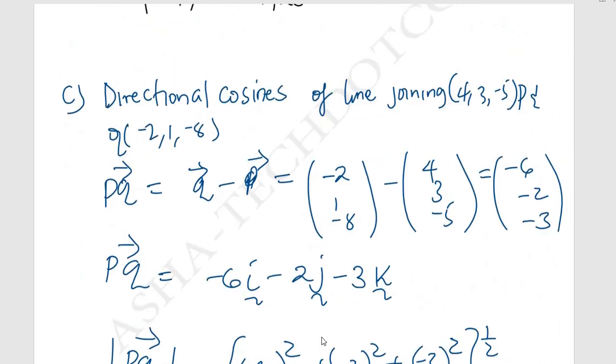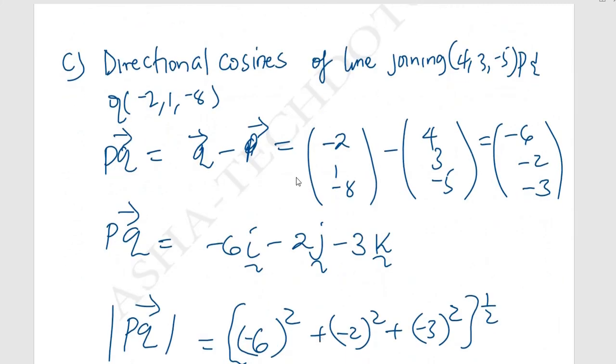Now, to look at part C, which requires us to find the direction cosines of the line joining P, that is 4, 3, negative 5, and 2, negative 2, 1, negative 8. For me to get vector P2, I always get 2 minus P. So I'll get the column vector for 2, which is negative 2, 1, negative 8, and I take away the column vector for P, which is 4, 3, negative 5, and this gives me negative 6, negative 2, negative 3. At the end of the day, it means the vector P2 is negative 6i minus 2j minus 3k.